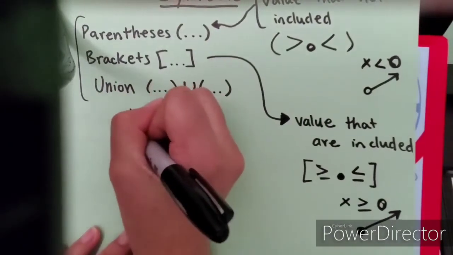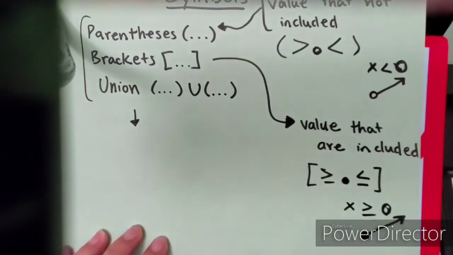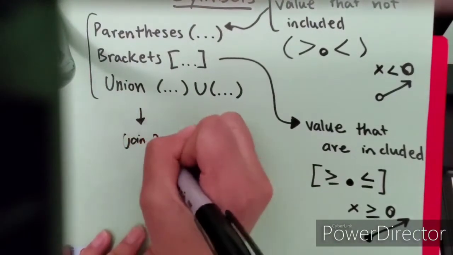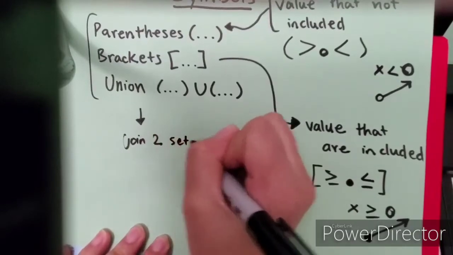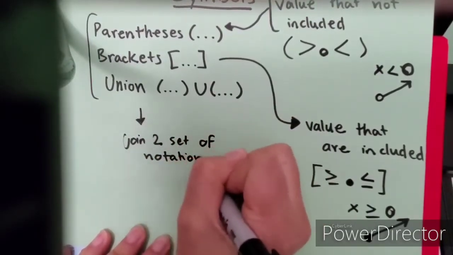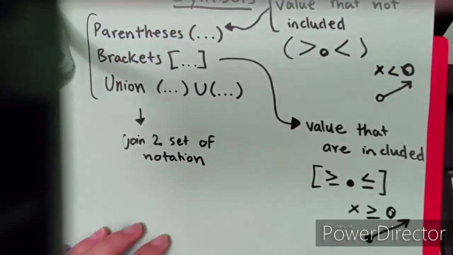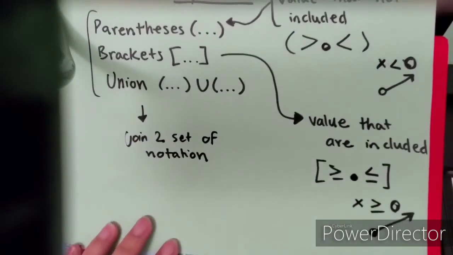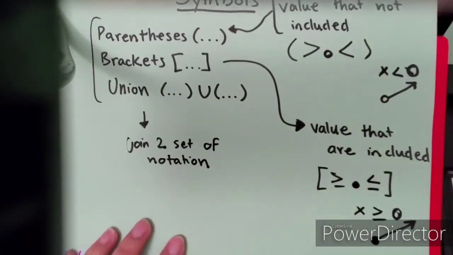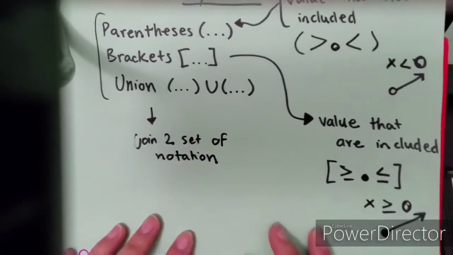Then there's union. What a union is, basically, is that it joins two sets of notations. It's normally used in piecewise functions where the graph has breaks in it, or in a restricted domain or anything that's restricted.